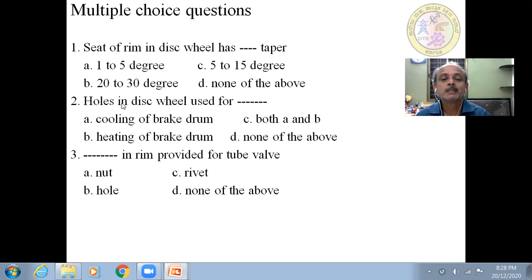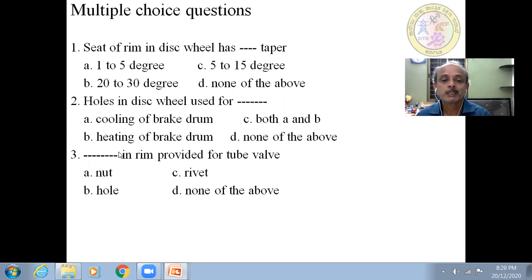In the second question, hole in a disc wheel used for dash. A option is cooling of a brake drum, B is heating of a brake drum, C both A and B, cooling and heating, D none of the above. The answer is A, cooling of brake drum. Holes in the disc wheel used for cooling of brake drum is the correct answer.